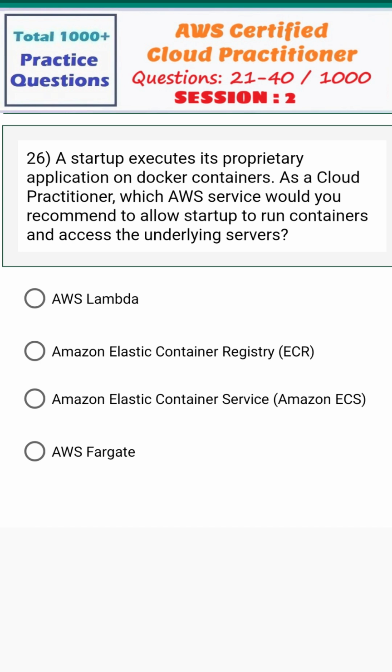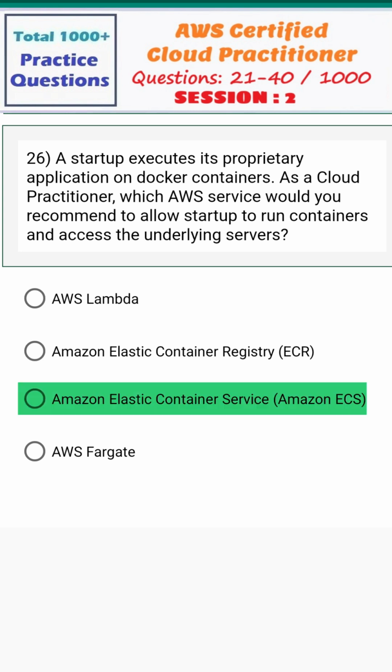26. A startup executes its proprietary application on Docker containers. As a cloud practitioner, which AWS service would you recommend to allow startup to run containers and access the underlying servers? First option, AWS Lambda. Second option, ECR, which is Amazon Elastic Container Registry. Third option, Amazon ECS, which is Amazon Elastic Container Service. Fourth option, AWS Fargate. Guess the answer. The correct answer is option 3, Amazon Elastic Container Service, which is Amazon ECS.